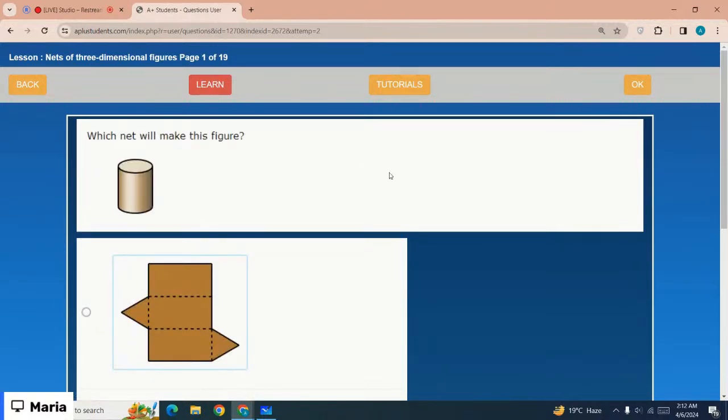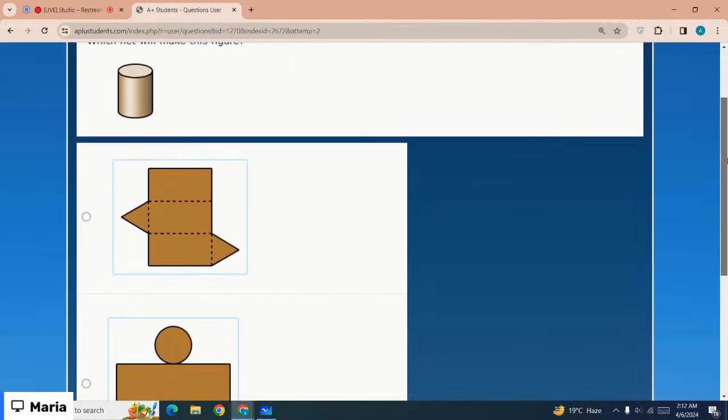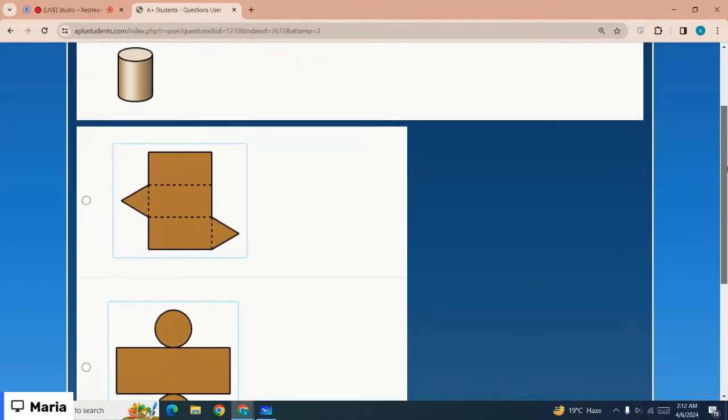Okay, which net will make this figure? You are given two of the nets. You have to see which will make this figure. So which is the correct option? Option one or option two?